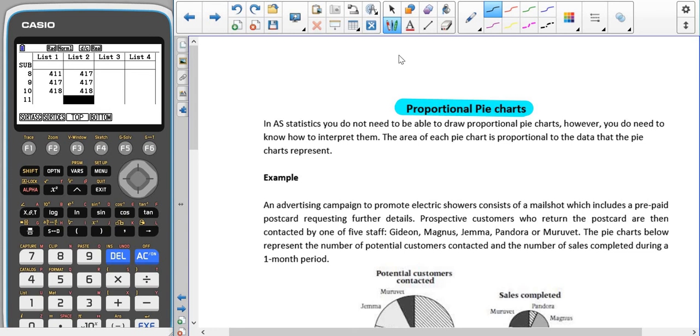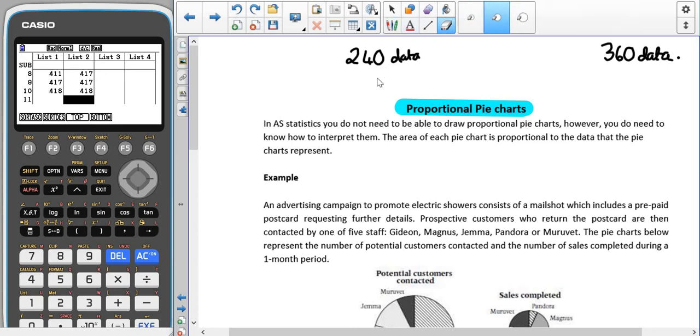So if we did have two sets of data, let's say that one of them had 240 pieces of data and another one had 360 pieces of data. Now I've chosen these numbers because they're quite easy to work with. You could even say, let's make it a bit simpler so that people don't get confused. Let's say 24 and 36. So 24 pieces of data and 36 pieces of data.